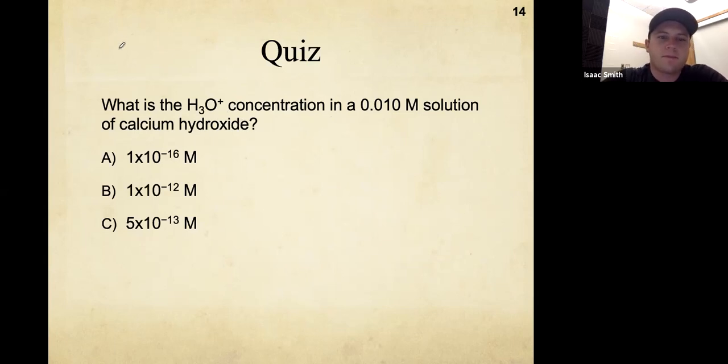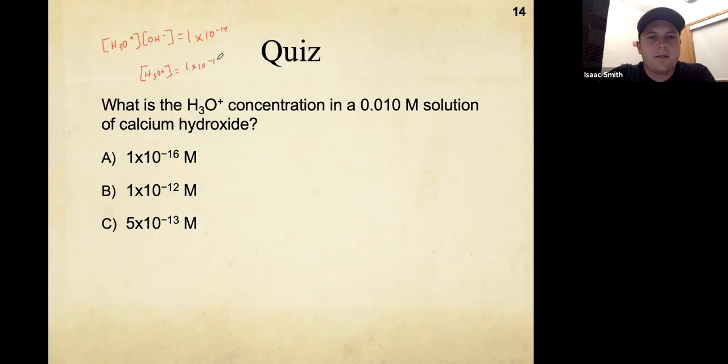Okay, so I think initially it may be hard to understand how to tackle this question, but just going off of what we've learned so far in this lecture, hydronium concentration times hydroxide concentration equals 1 times 10 to the negative 14, right? And the question's asking for the hydronium concentration. So we could say that the hydronium concentration equals 1 times 10 to the negative 14 divided by the hydroxide concentration.